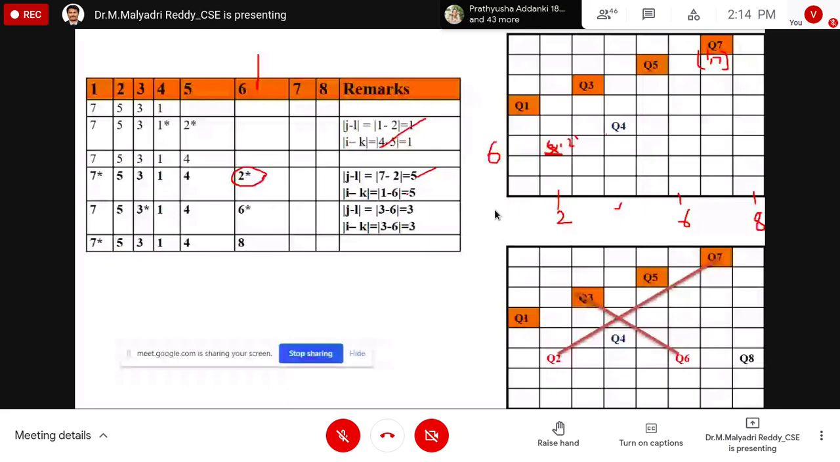So it is not feasible. It is not feasible. So then I have to check this position, the Q6 position. Simply discard the Q2, then check the Q6. Again, I have to check the conflict with respect to 6, 6 by 6.